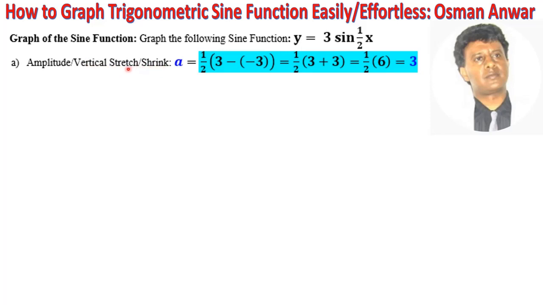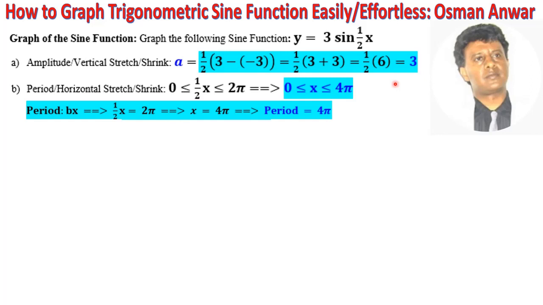Okay, so the amplitude of a trigonometric function is the maximum minus the minimum, divided by 2. The maximum for this function is 3, the minimum is minus 3, so it is 3 minus minus 3, which is 3 plus 3, which is equal to 6, then divide that by 2, it is 3. So that's your amplitude.